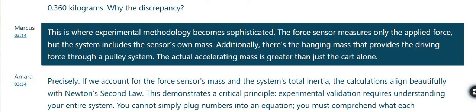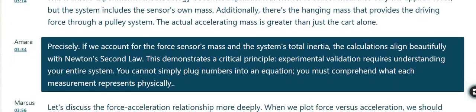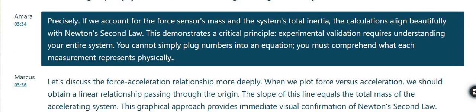The force sensor measures only the applied force, but the system includes the sensor's own mass. Additionally, there's the hanging mass that provides the driving force through a pulley system. The actual accelerating mass is greater than just the cart alone. Precisely. If we account for the force sensor's mass and the system's total inertia, the calculations align beautifully with Newton's second law. This demonstrates a critical principle.